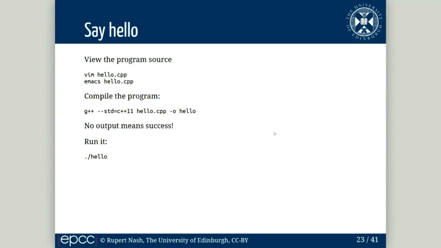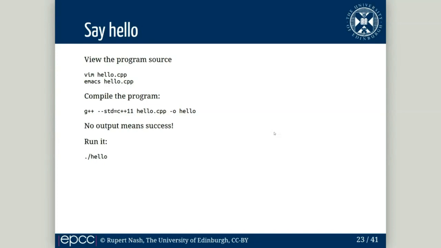Then you can use your editor to edit the hello.cpp file. And that's the command line, certainly on ARCHER2, to compile the program using g++. Note we're using the --std=c++11 compiler option, because we're going to use some features from that standard onwards. Then the next part is the name of the source file, and -o is for output, that's the binary. So that gives us the name of the binary. If we don't do that, it'll give us an a.out.